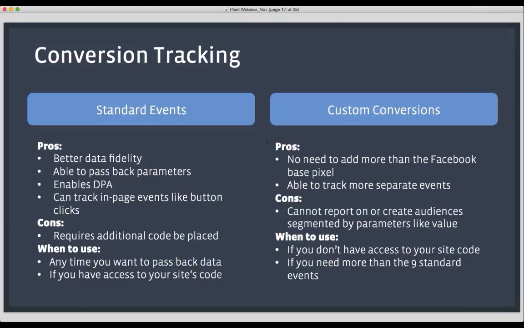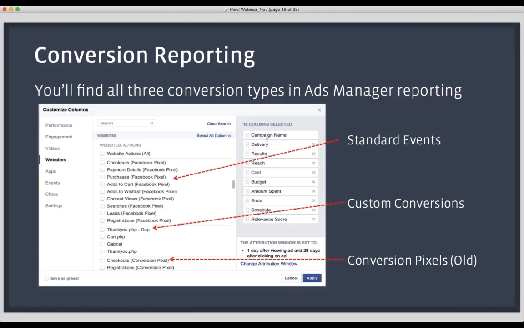Great. So with that, let's move from standard events to custom conversions. Custom conversions are basically a way for you to track and optimize to conversion activities without having to place anything other than that Facebook-based pixel code on your site. So you just place that base code across every page on your site and you're able to track different URLs as conversions.